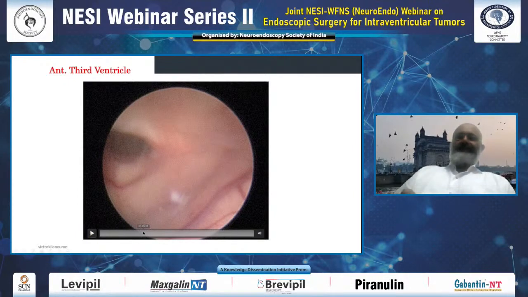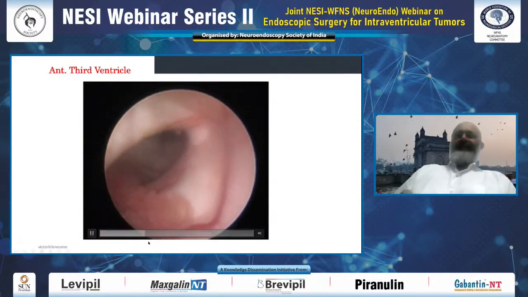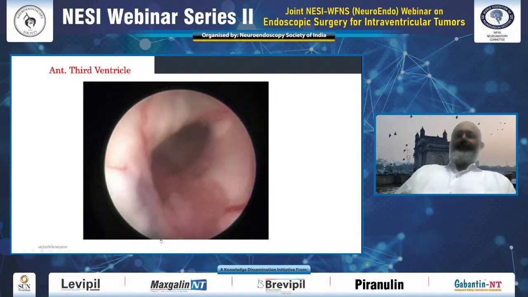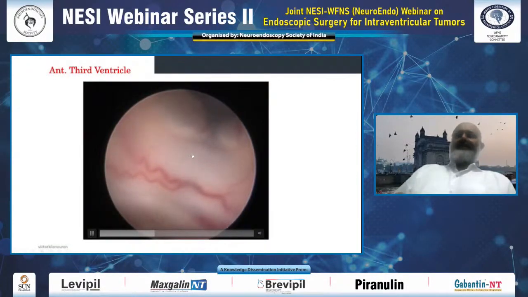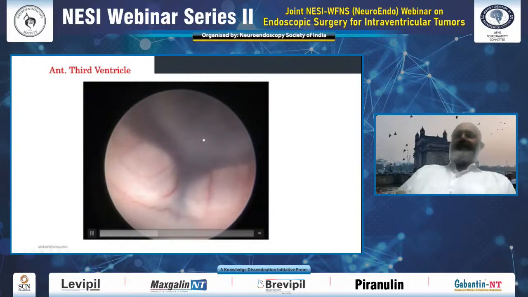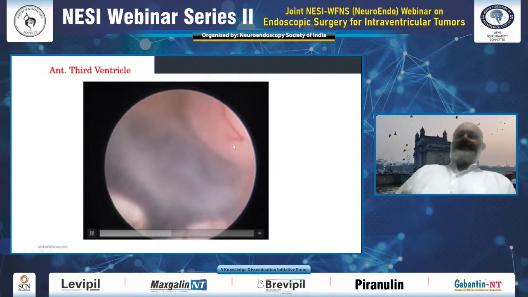This is a brief video navigating us through the foramen of Monro into the anterior third ventricle. These are the mammillary bodies and the area of the tuber cinereum, which is thinned out, with the basilar artery and the PCA seen. Incidentally, this patient has a tumor sitting in the anterior lateral third ventricle.